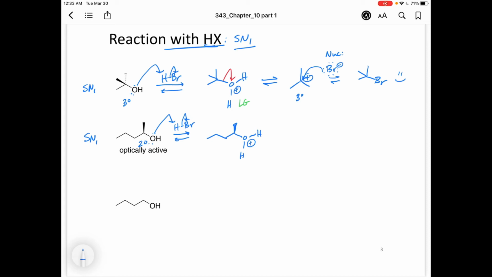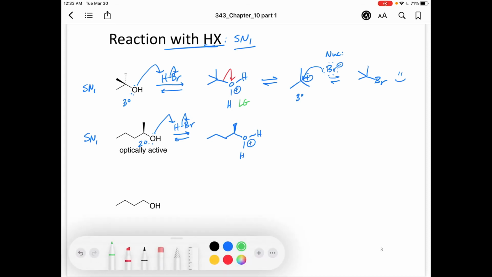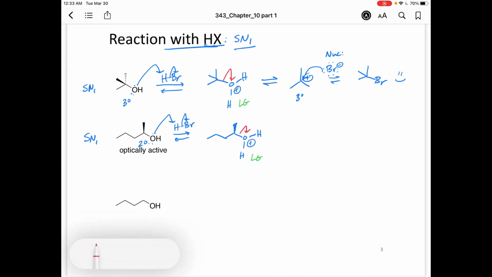All right, so we've protonated here our alcohol. We have our leaving group. We're going to make it leave. And we have a secondary carbocation. Now this was optically active, but notice now we have a flat carbocation. These are achiral, and our bromine nucleophile can attack from above or below. That means we're going to get two products here.